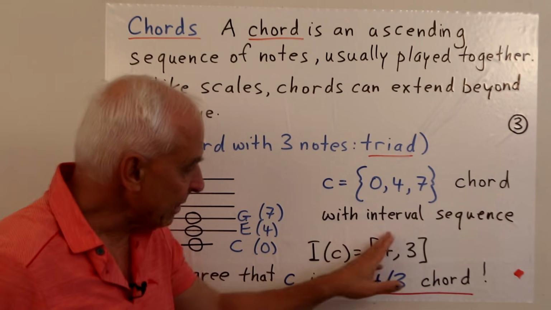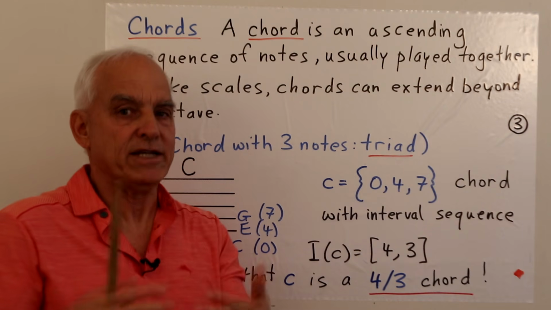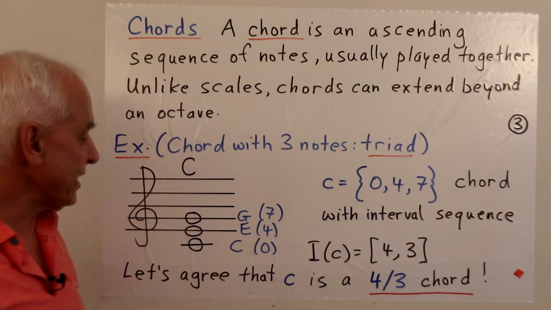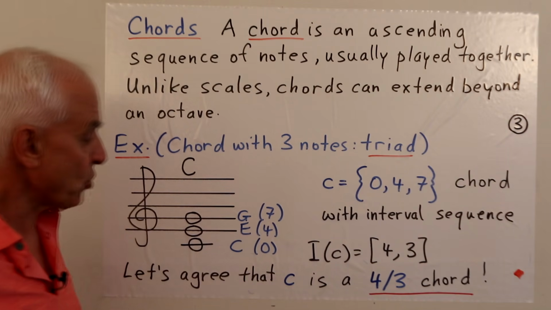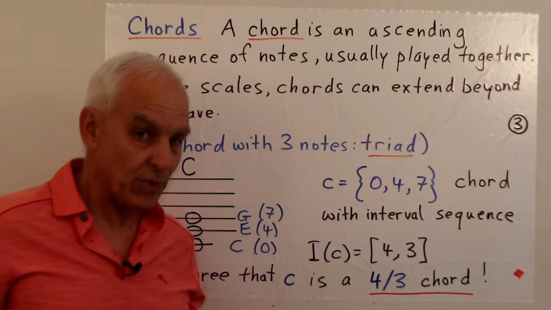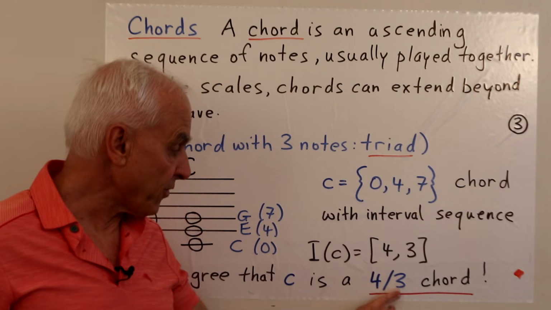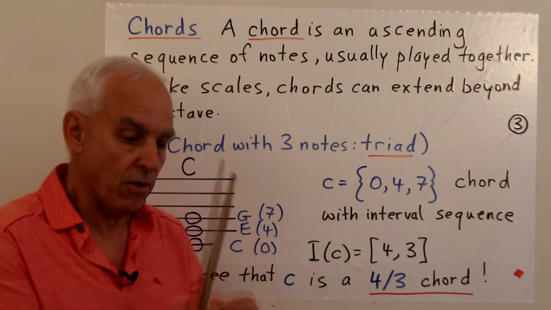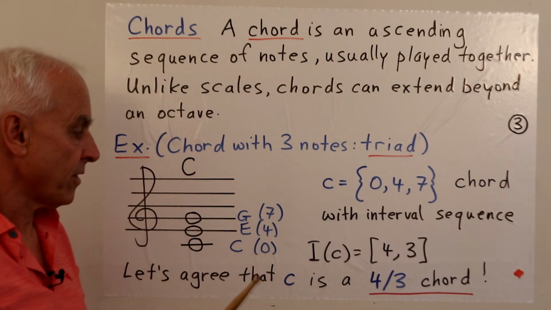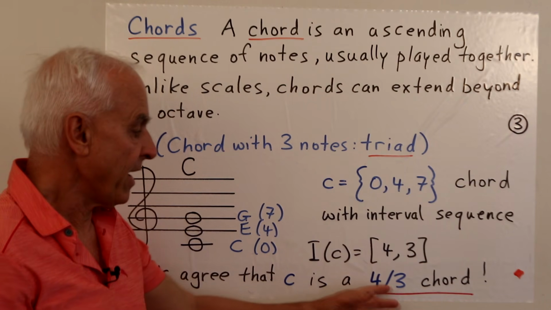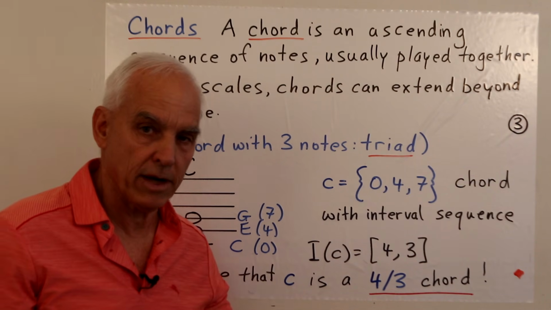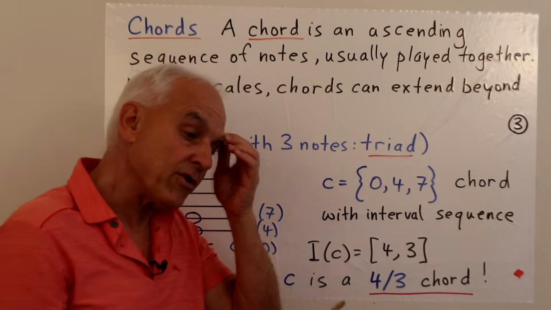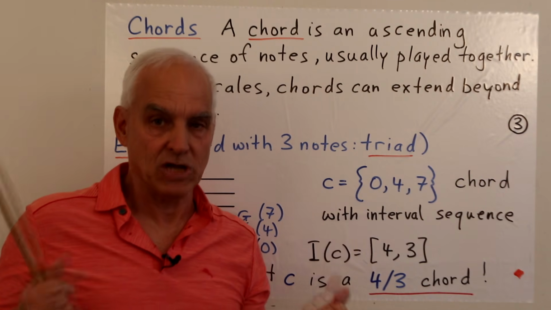But because this is a little bit unwieldy for everyday usage, we'll also allow ourselves a simpler notation. So let's agree that C, this chord here, is a 4/3 chord, where the 4 and the 3 represent the successive intervals required to go through the chord. A step of 4, step of 3, that's the type of chord. Chords can start in different places, but as long as they have the same interval sequences, we're going to consider them to be of the same type.